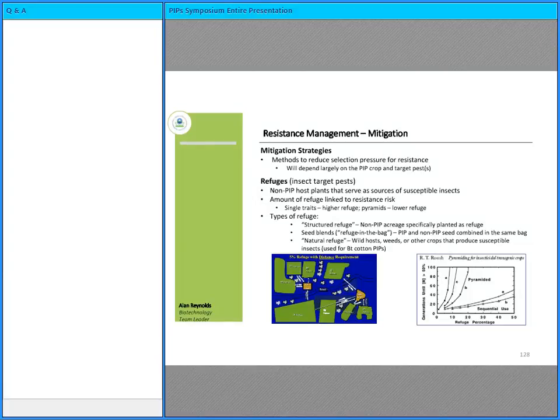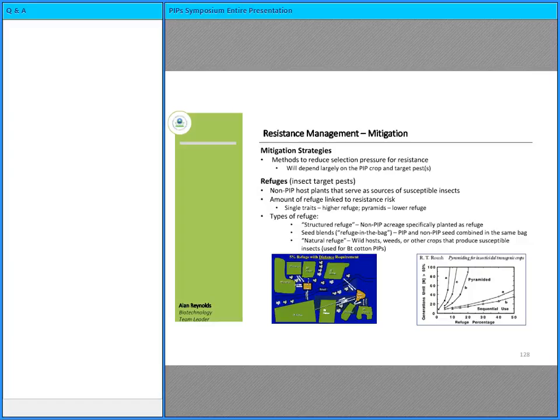We've also had a seed blend approach to refuge, and this is a concept in which both PIP and non-PIP seed are combined in the same bag, so that makes it much easier for a grower to deploy the refuge. They don't have to manage a refuge separately. It's essentially just right there in the bag, so it just goes through the planter and voila, it's there.